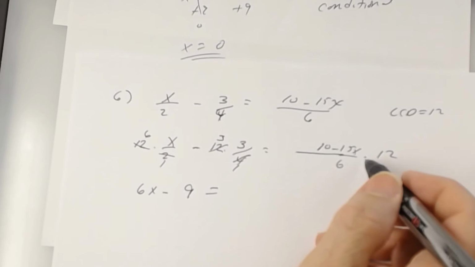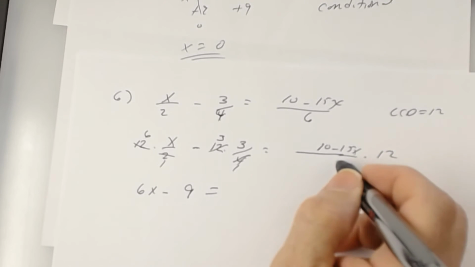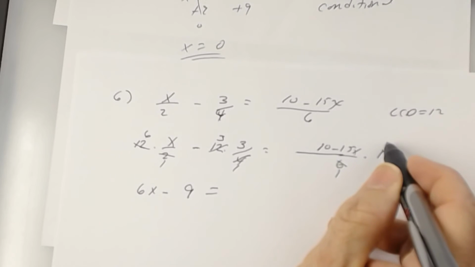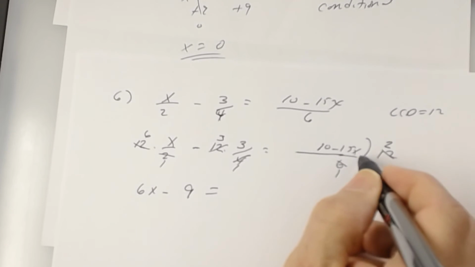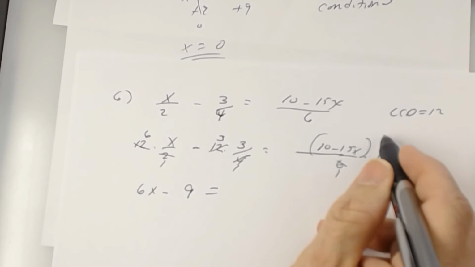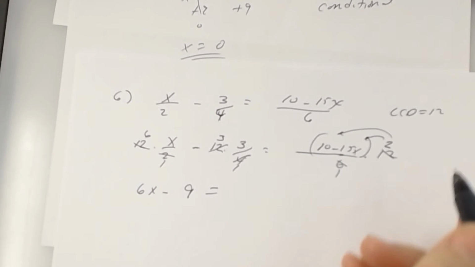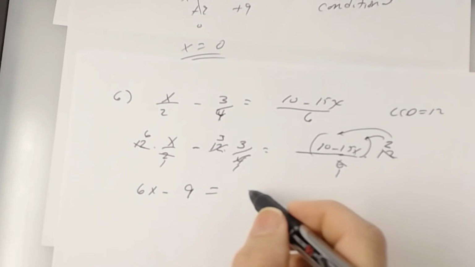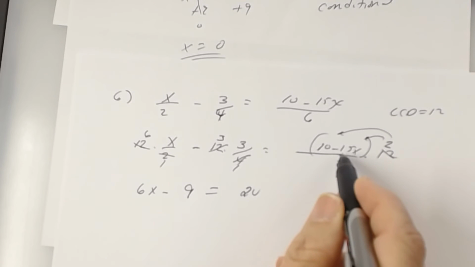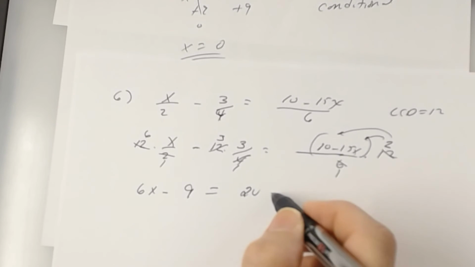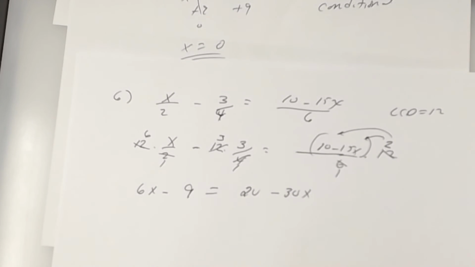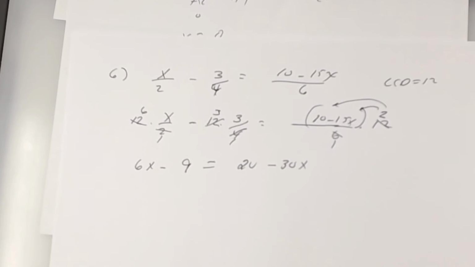I would reduce first. 6 into 6 is 1. 6 into 12 is 2. Then notice I put this in parentheses because you would have to distribute, right? So what's 10 times 2? And what's negative 15x times 2? Notice I did have to put that 10 minus 15x in parentheses because I had to distribute that 2.